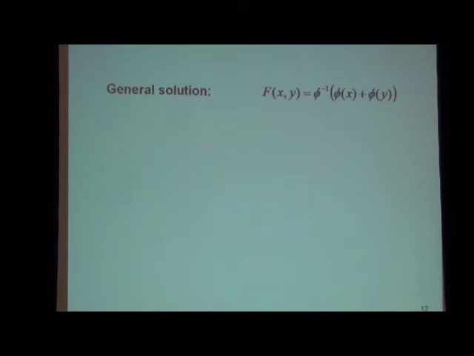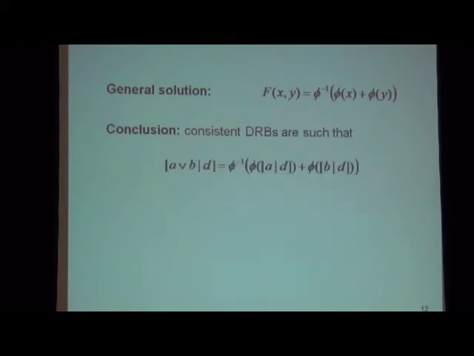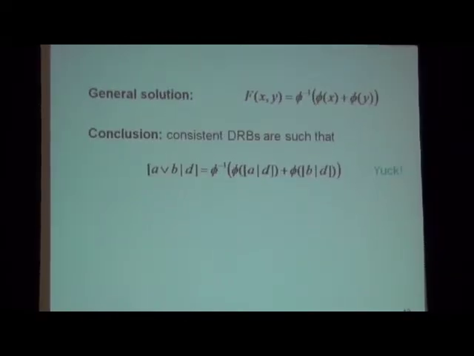The interesting thing is that the consistency requirement led to an incredible slew of possibilities as to what the function f is supposed to be. So, conclusion: consistent degrees of rational belief are such that the degree of rational belief for A or B is going to be given by whatever the function is, something like that. So this is a possibility. Now, this is a kind of ugly and not very useful solution because we still do not know what phi is.